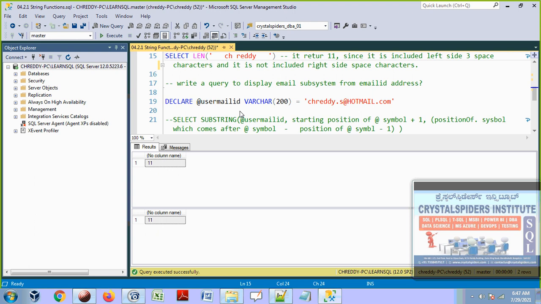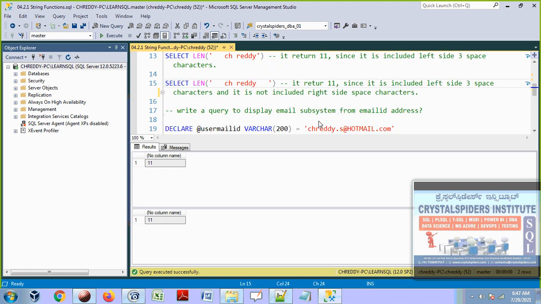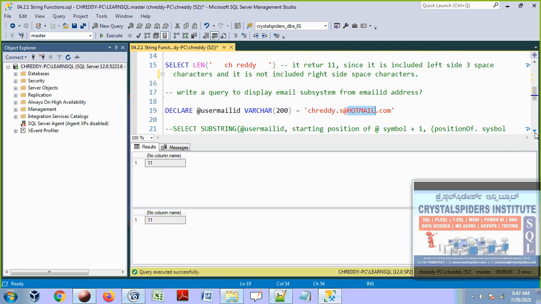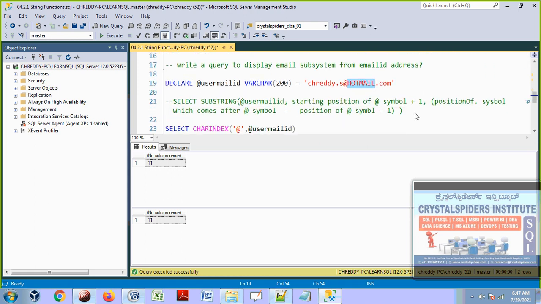Guys, now write a query to display the email subsystems from the email ID addresses. How do we get that email subsystem? It means this part, guys. We have already seen that. How did we get this part? By using CHARINDEX and SUBSTRING. This is what it is, guys. Okay, now let's see the logic here.